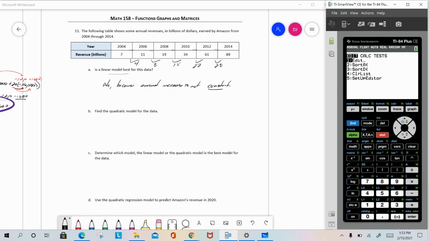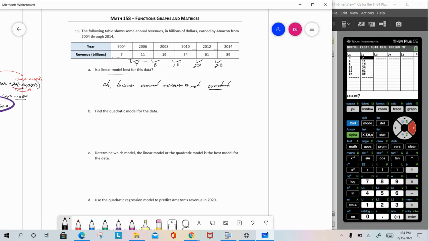we had gone to stat, calc, number 4, linear regression, to find the linear regression. To find quadratic regression, I'm simply going to go to number 5. Okay, but notice that my X values, my Y values need to be in a list. So I'm going to come back to here. First, I'm going to quit, stat, edit. What I need to do is put my years in L1 and my revenues in L2. Okay, so my calculator is still from when we did this with linear. So my Y values are 7, 11, 19, 34, 61, and 89. So notice those are my Y values.